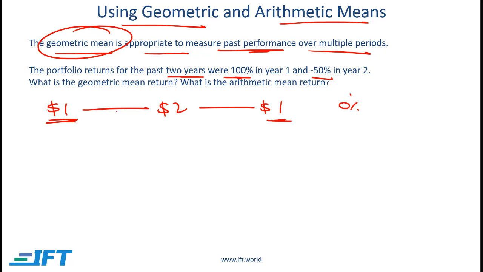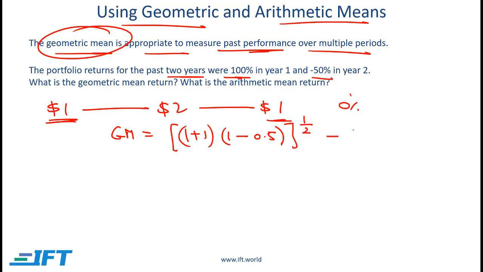And let's see what the geometric mean tells us. The geometric mean is basically 1 plus the return in the first period. So the return in the first period is 100%, which would be 1. So we would have 1 plus 1 multiplied by the return in the second period. So that actually is 1 plus minus 0.5. So that's going to be 1 minus 0.5. And then all this is raised to the power of 1 over 2.